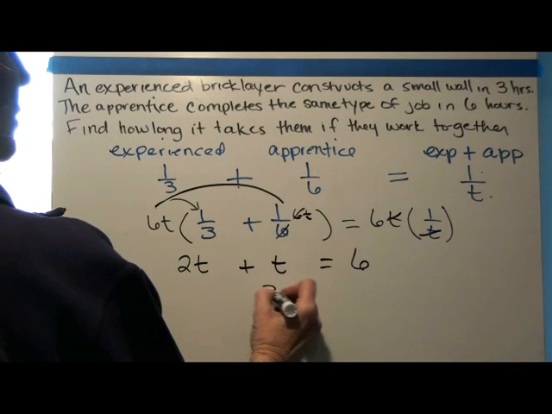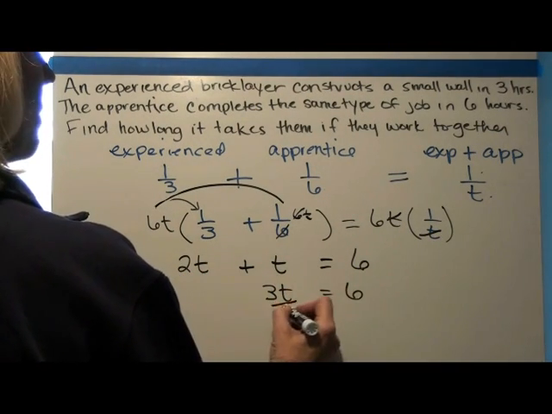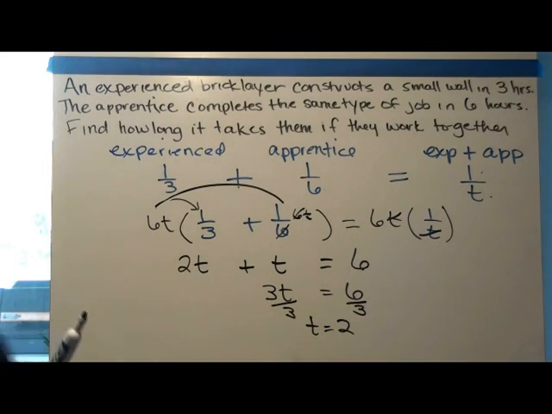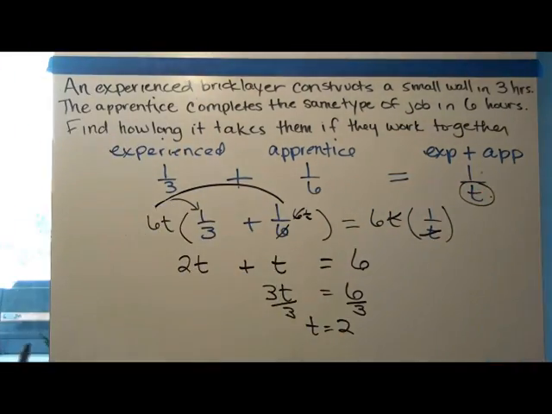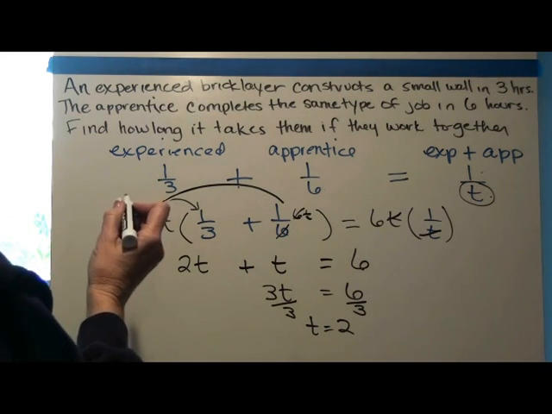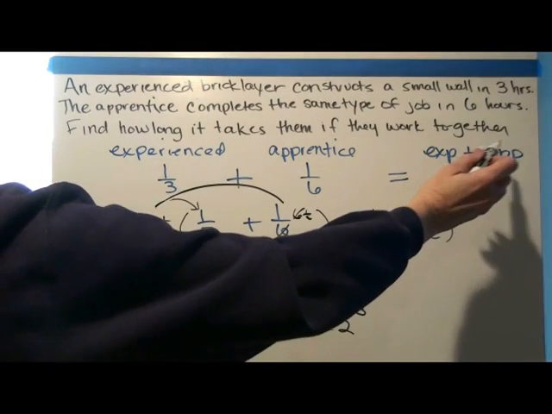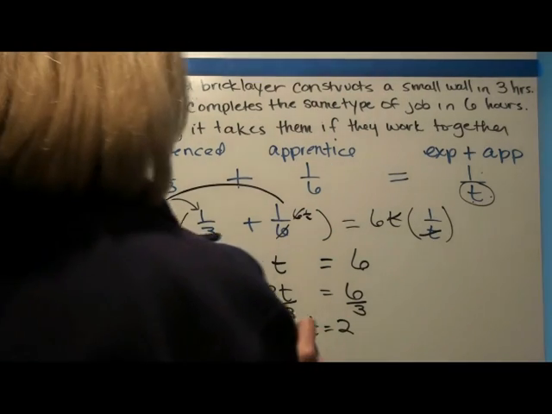Combine my like terms: 3t equals 6. Divide by 3. My t equals 2. Now the question is, what is t? It is really important that at the beginning of the problem, you define what t is, so when you get your answer, you know what to say. We started out by saying that t is the time it would take the experienced bricklayer and the apprentice together to do the work.